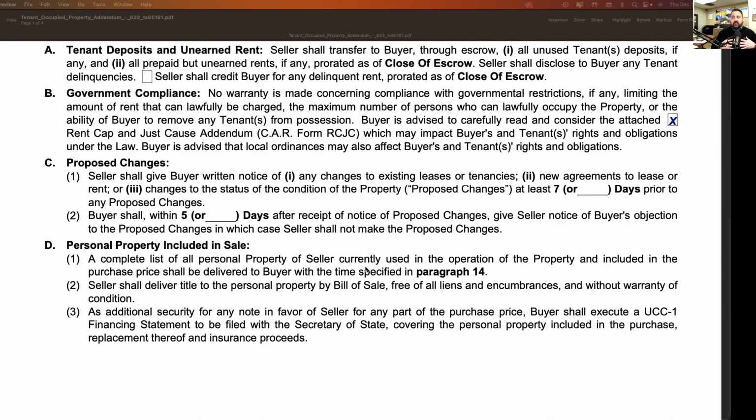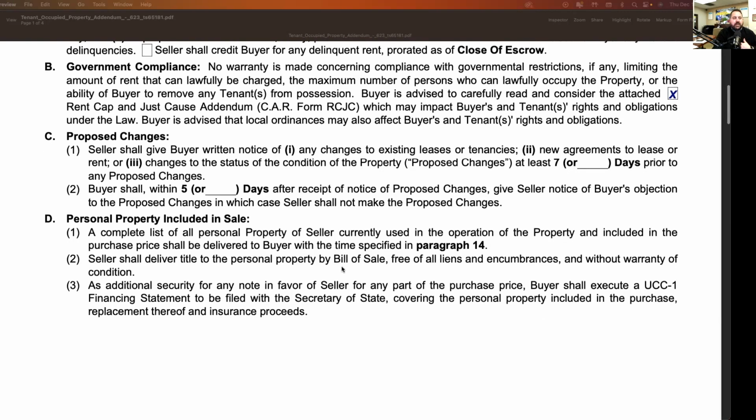For example, if I was buying the property and our tenant-occupied property addendum said I'm getting the units tenant occupied, and then you evict the tenant without telling me, you're in breach of the contract. You can't evict the tenant. Whether that's good or bad for me is neither here nor there. You can't do anything without first giving me notice. You have to give me 7 days' notice: we're going to evict this tenant because they're not paying rent or because they violated the lease agreement. You have to tell me 7 days before you start that action, and then I have 5 days from that notice to either tell you not to do it or to go ahead and do it.